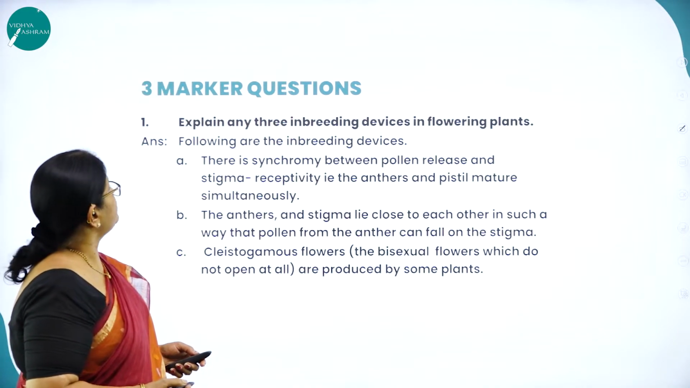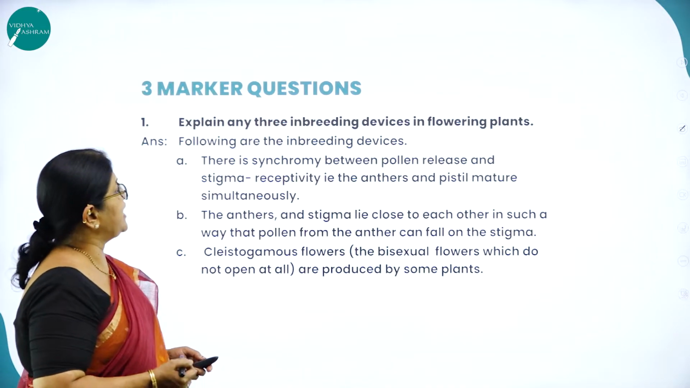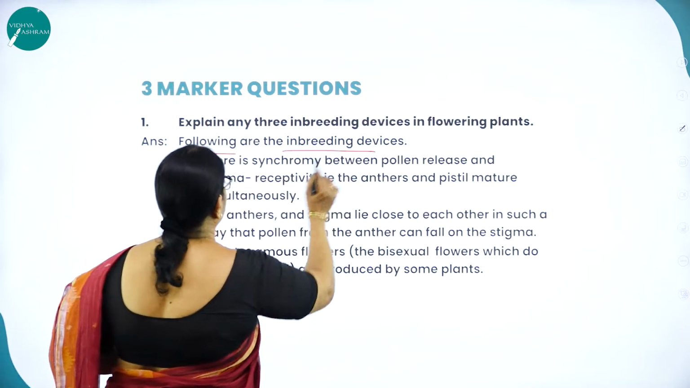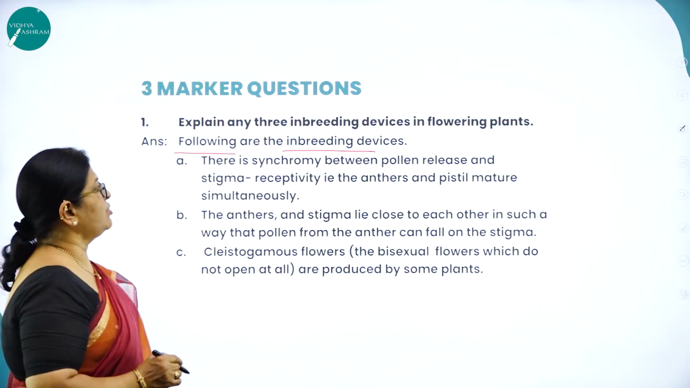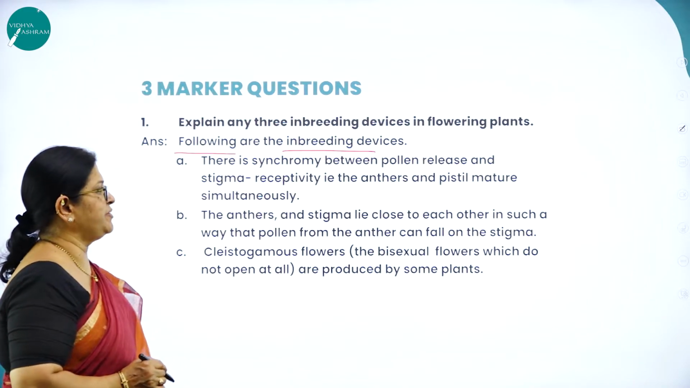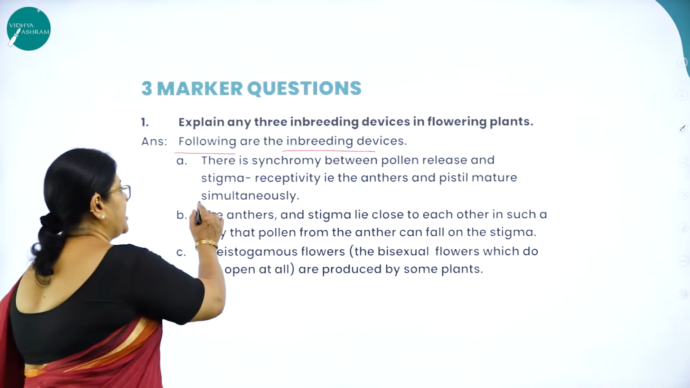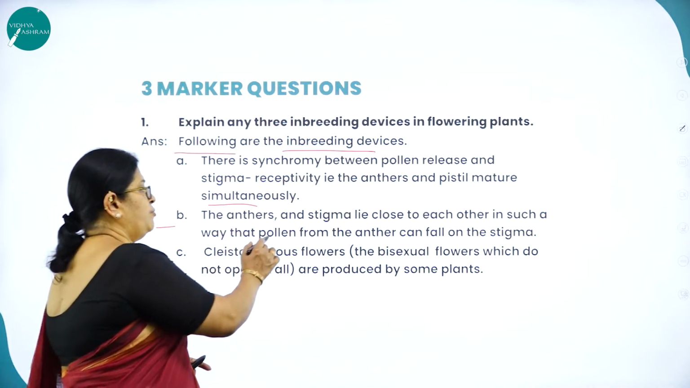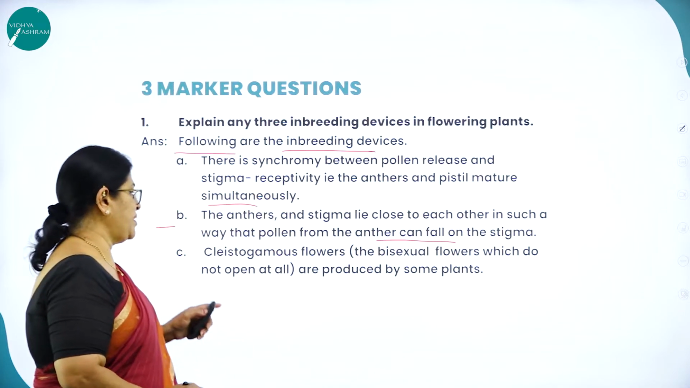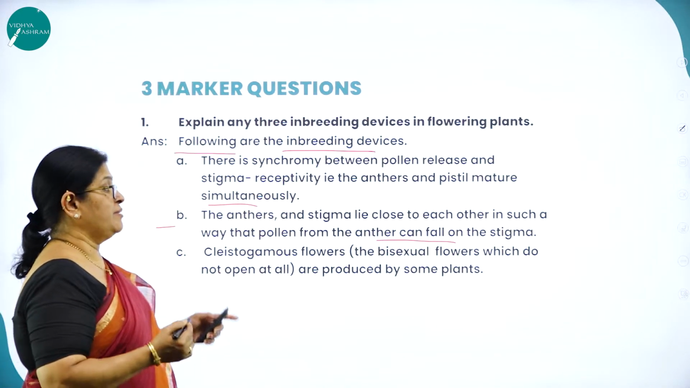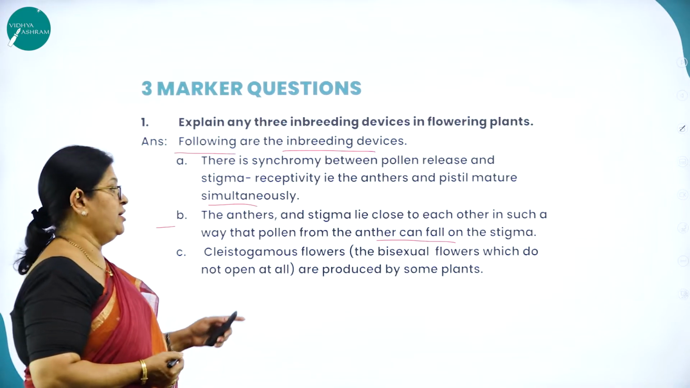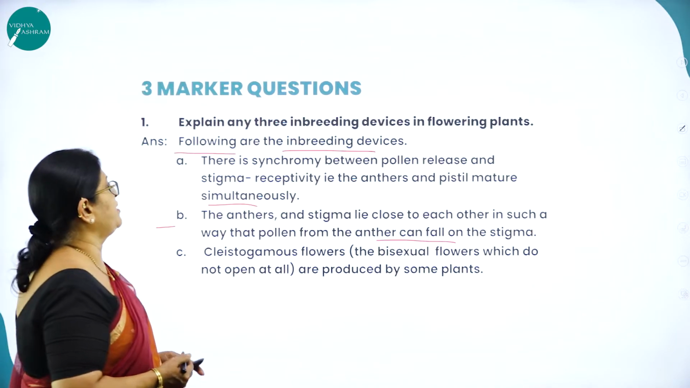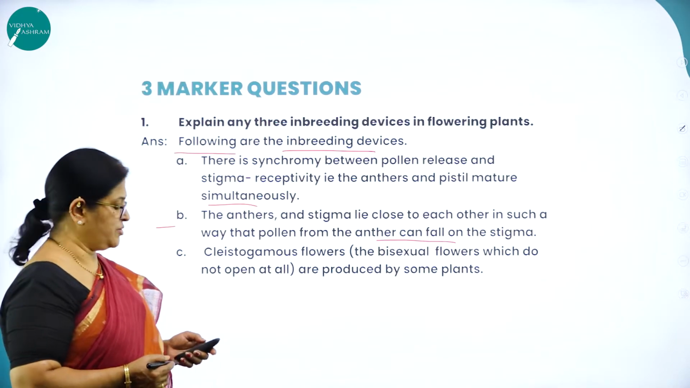Then, explain for 3-marker questions. So, explain any 3 inbreeding devices in flowering plants. So, following are the inbreeding devices. There is synchrony between pollen release and stigma receptivity, that is the anthers and pistils mature simultaneously. The anthers and stigma lie close to each other in such a way that pollen from the anther can fall on the stigma. Cleistogamous flowers, as we know, are bisexual flowers which do not open at all, produced by some plants. So, all these are the inbreeding devices in flowering plants, which might be asked for a 3-marker question.